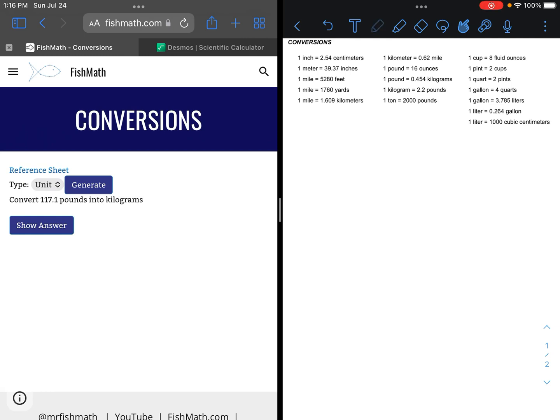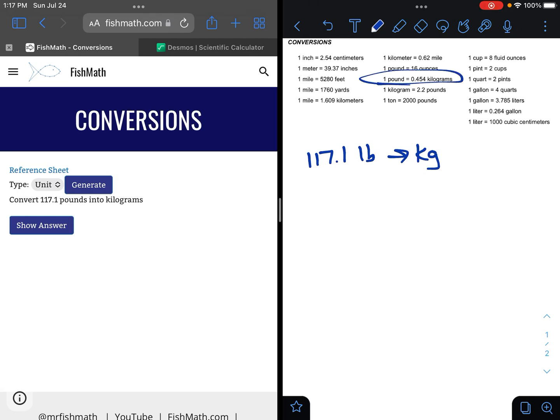All right, so first thing it says here is to convert 117.1 pounds, I'm not sure why I use LB, into kilograms. So what we have to look for is some kind of conversion between there, and you'll see here 1 pound is that many kilograms right there, 0.454. So we can use that, and we can do a proportion here if you'd like. So 1 pound is 0.454 kilograms.